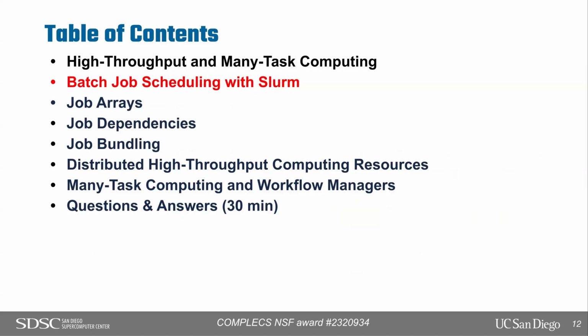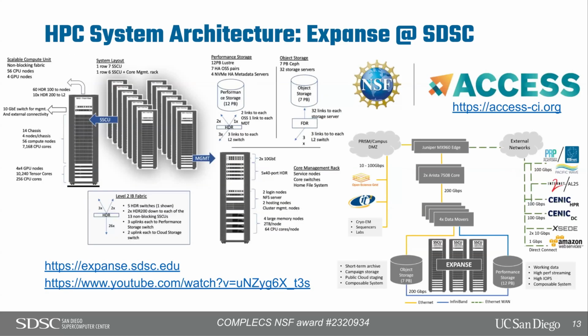So, a quick review of job scheduling in general, which we talked about last time in this series. Again, this is an example architecture of Expanse at SDSC. We have the different compute racks. Every compute rack has nodes. Every node has multiple processors. There's lots of complexity. There are different file systems.